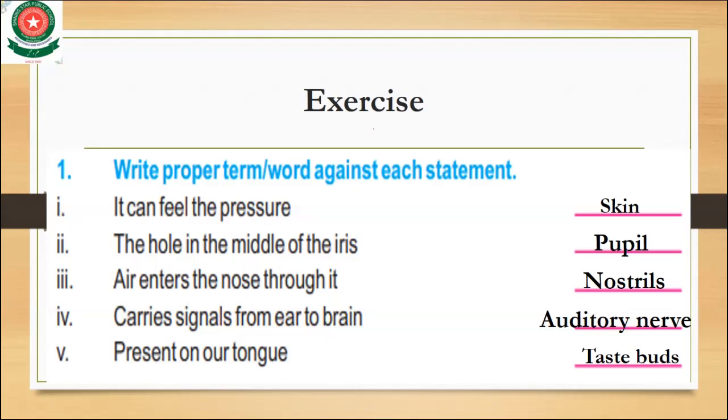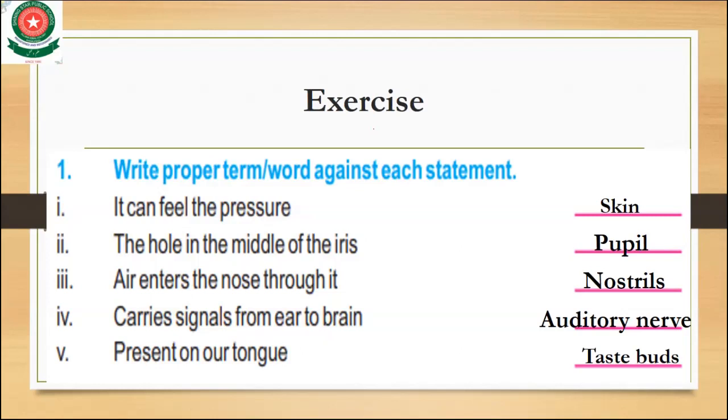Next is the hole in the middle of the iris. You know that it is a part of the eye, so it is the pupil. People have a hole in the middle of the iris. Okay, next is air enters the nose through it. Air enters the nose through the nostrils.